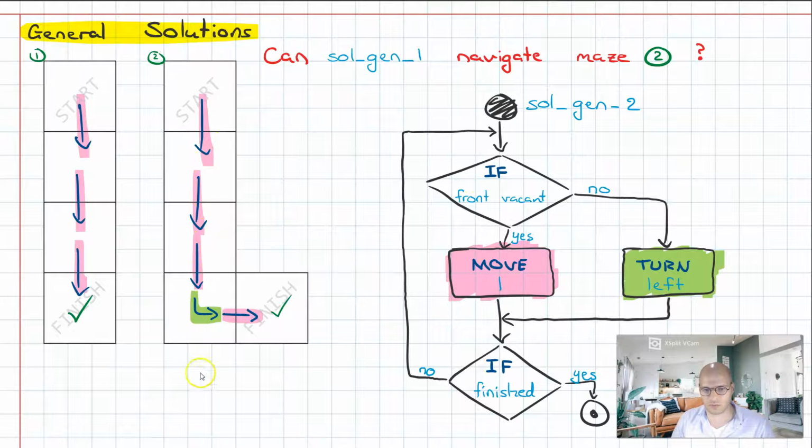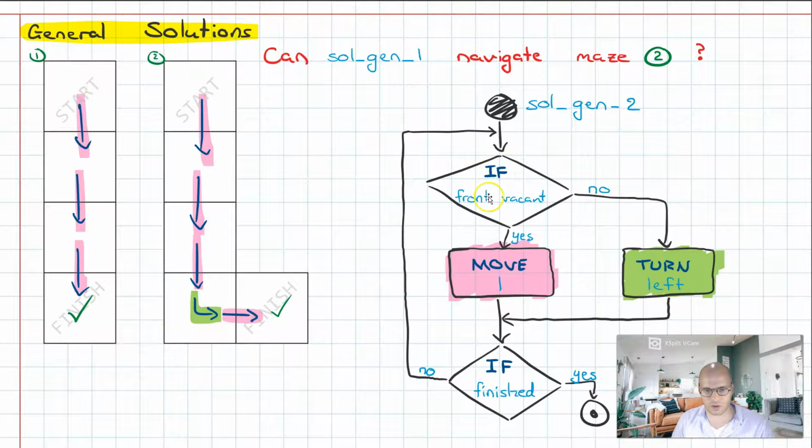When we can no longer move forward by 1, we turn to the left, so we execute this part of the code. Going back up, we're not done. We go down, is the front vacant? Well, if we're facing to the left, then it means we can move 1. And therefore, what we have is a general solution for this particular set of mazes.